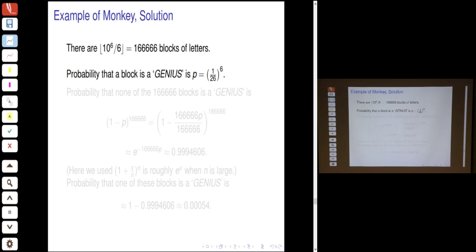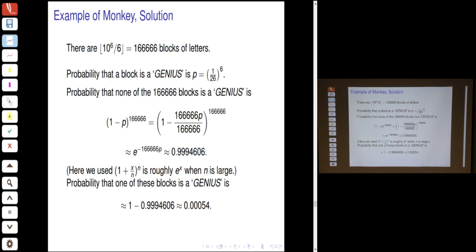Each letter is random, right? It's 1 over 26, assuming the keyboard only has 26 letters. And the word has 6 letters, so the probability is 1 over 26 to the power 6. Okay, so that's the probability of the word. Now the probability that none of these blocks is a genius is 1 minus p to this power.